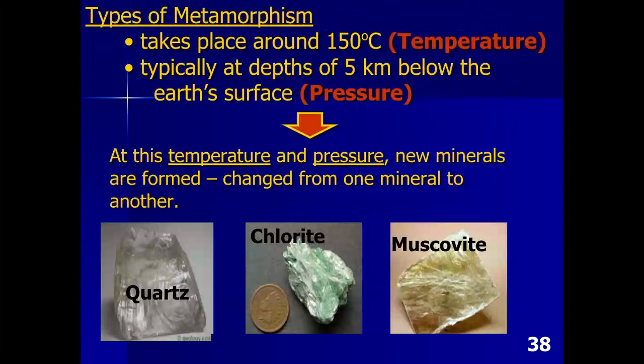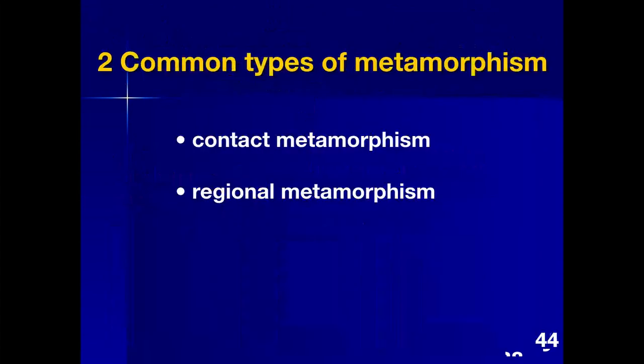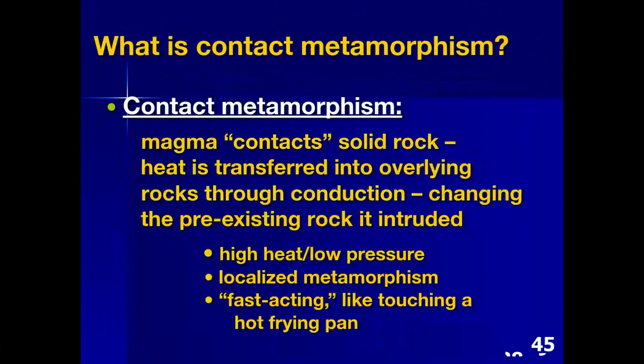And there's others, and I just pointed out chlorite and muscovite. Two common types of metamorphism we'll look at in this class. There are actually several types of processes and conditions that allow rocks to be metamorphosed, but we'll look at the two most common types. One is known as contact metamorphism, and the second one is regional metamorphism.